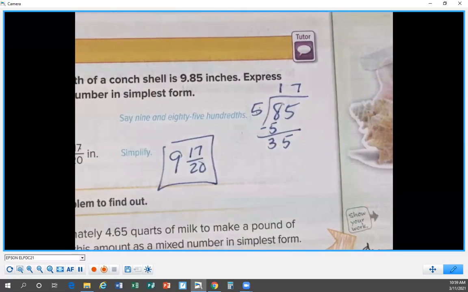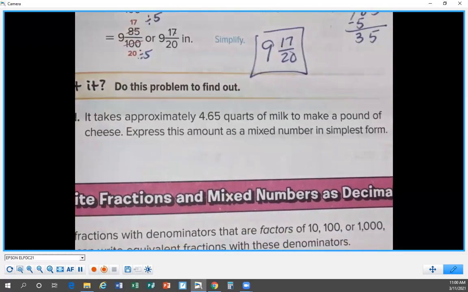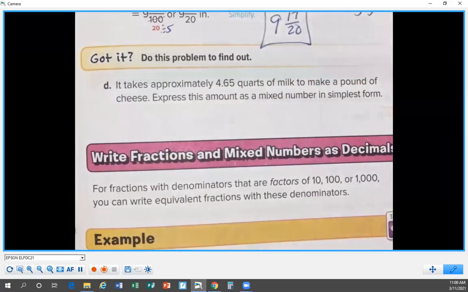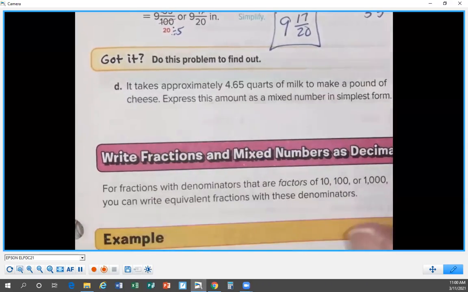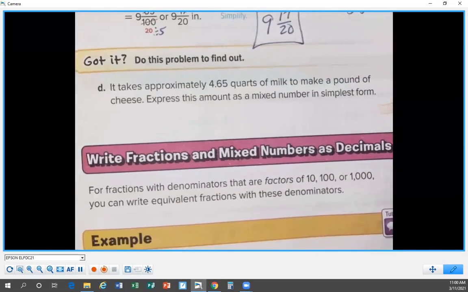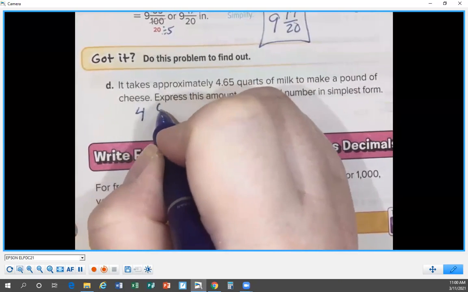All right, let's do Got it D. I'm going to zoom out a little bit. It takes approximately 4.65 of a quart of milk to make a pound of cheese. Express this amount as a mixed number in simplest form. Okay, so 4.65. Actually, if I work over there, I have to zoom out. So let's just work right here.